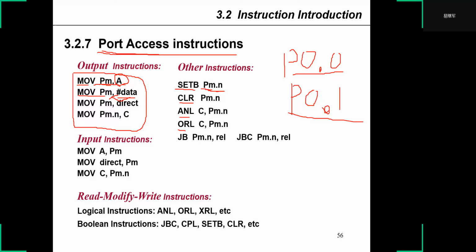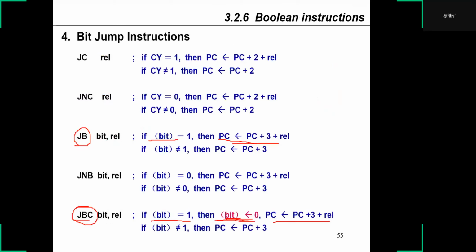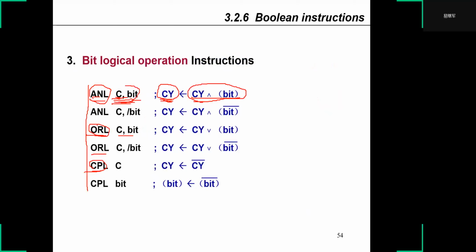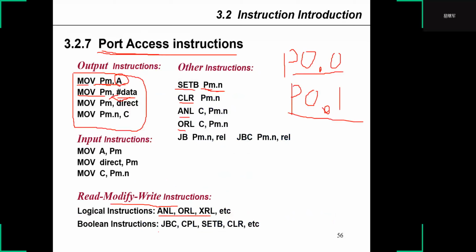Read, modify, and write operation. Here we can see the operation: the two operands get the AND operation, then move the result to C. All these instructions I can use with the port.